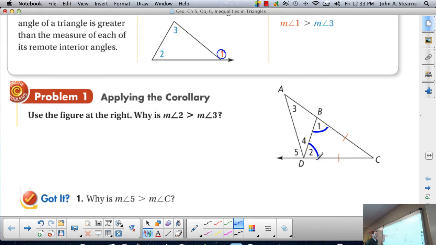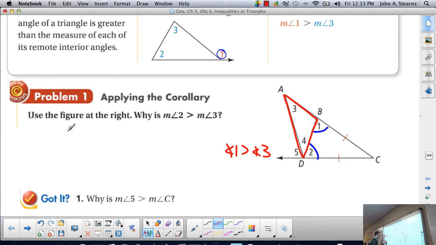Well, if we know that these two angles are the same size, then we can relate angle 1 to triangle ABD. Angle 1 is an exterior angle of triangle ABD. So by the inequality theorem that we just talked about, angle 1 has to be greater than angle 3. And since angle 1 and angle 2 are congruent to each other, then angle 2 must also be greater than angle 3. Okay? So how are we going to put that down into words?